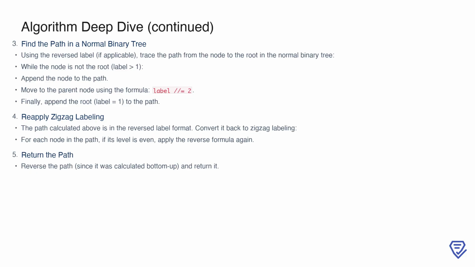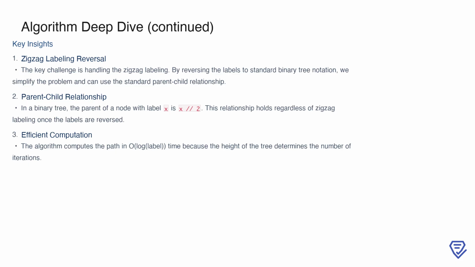With the path now calculated in the reversed label format, the next step is to reapply the zigzag labeling. For each node in the path, if its level is even, we use the reverse formula again to convert it back to the zigzag order. Finally, since the path was calculated from the bottom up, we reverse it to get the correct root to node order and return it. The core challenge of this problem lies in handling the zigzag labeling.